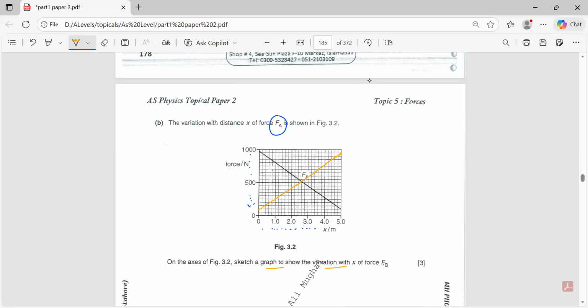So it says sketch a graph to show the variation of FB force. So if FA force decreases, FB force increases.